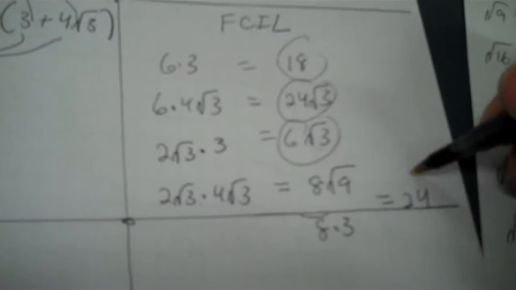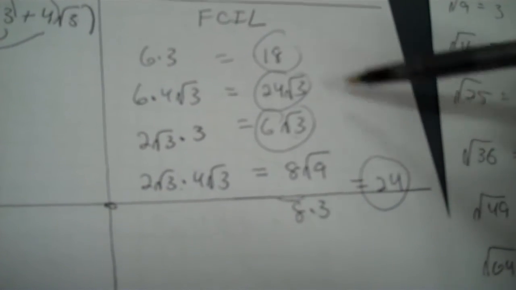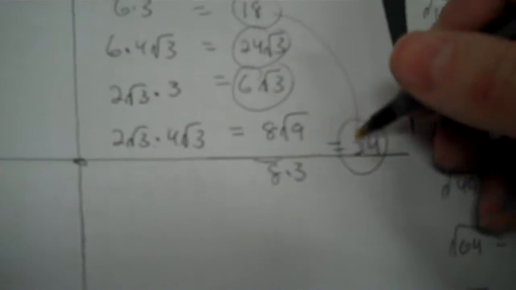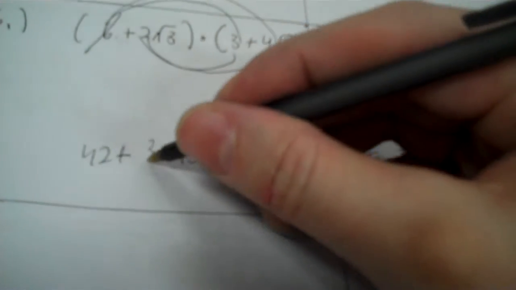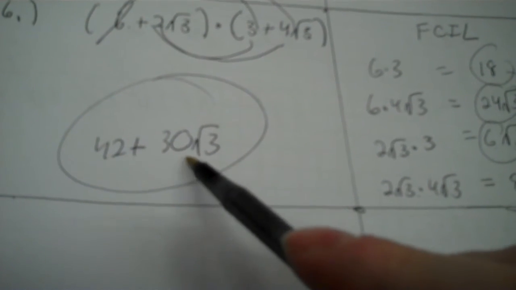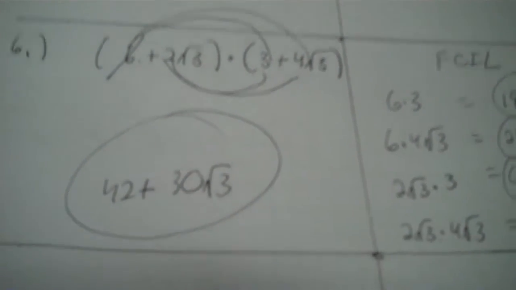So here are the 4 answers I got. So we need to add the like terms. 18 plus 24. That's going to be 42. Then I put a radical 3. 24 plus 6 is 30. And that's it. You can't add these because 30 has radical 3, 42 does not.